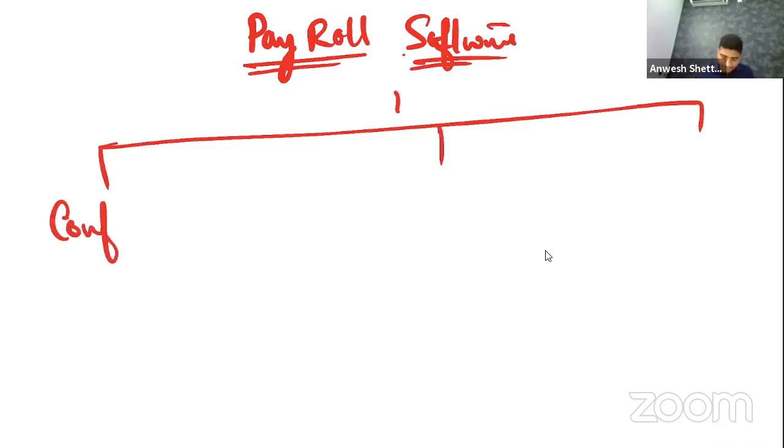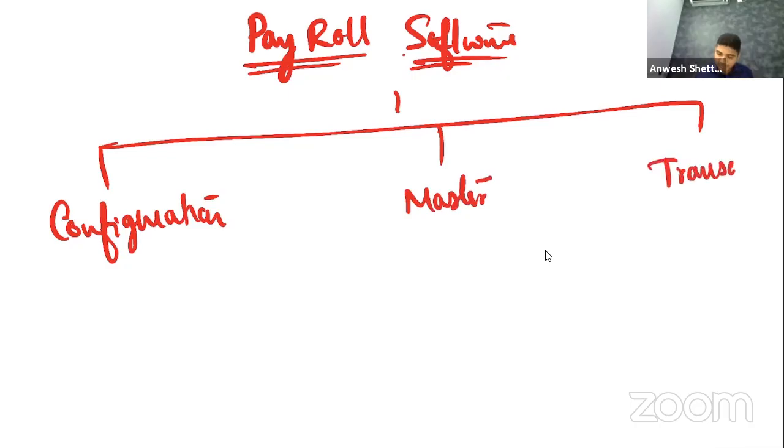One is configuration level. One is master level. One more is transaction level. So one stage is configuration, one stage is master, one stage is transaction. Understand this very clearly so that if you understand one, everything else becomes super simple.